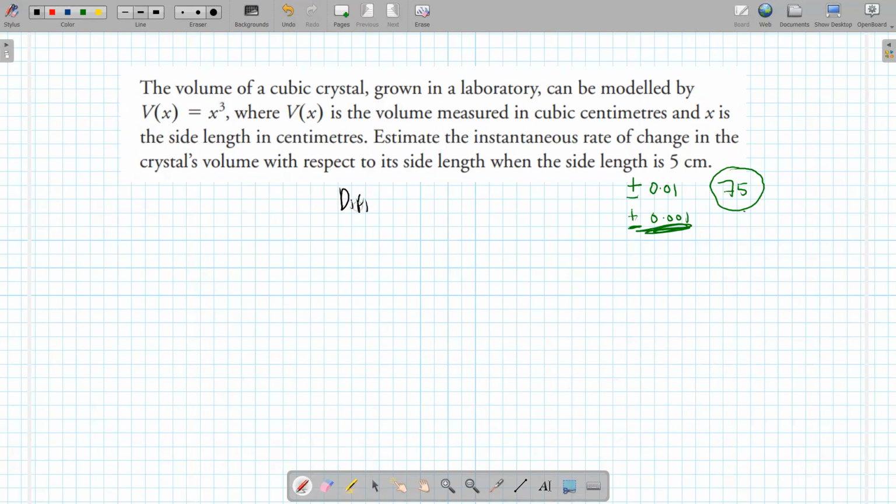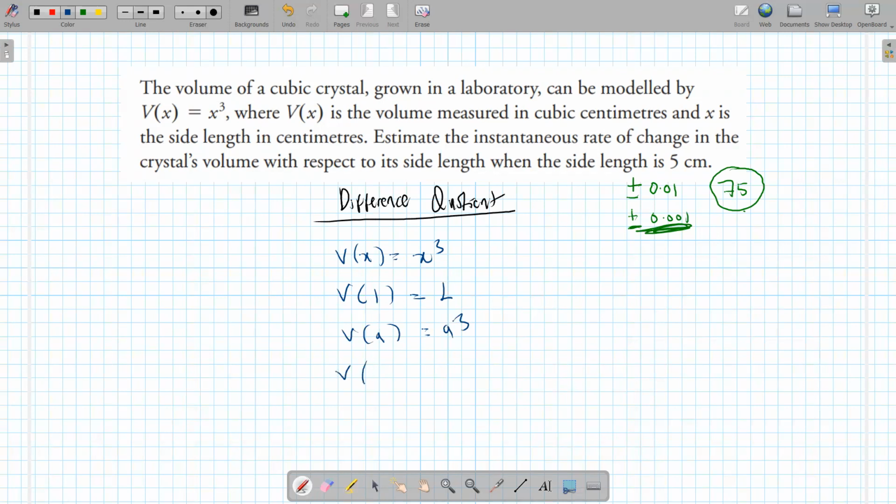This is called the difference quotient. It's just a fancy name, but let's say you have, so here v of x is x cubed. What will be v of 1? 1, right? What about v of a? A cubed. What about v of a plus h?